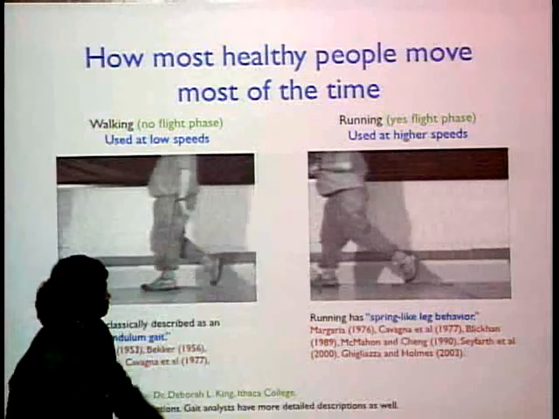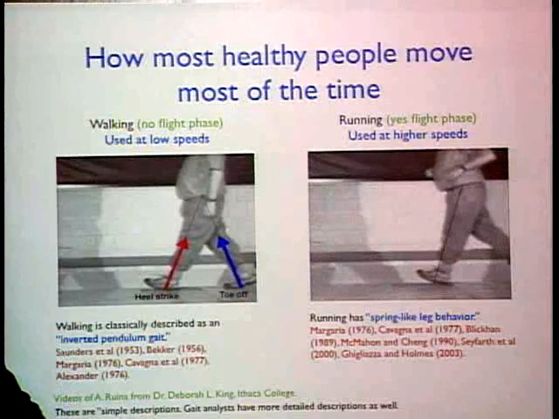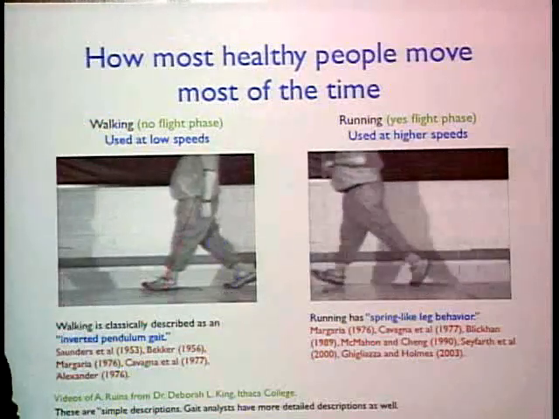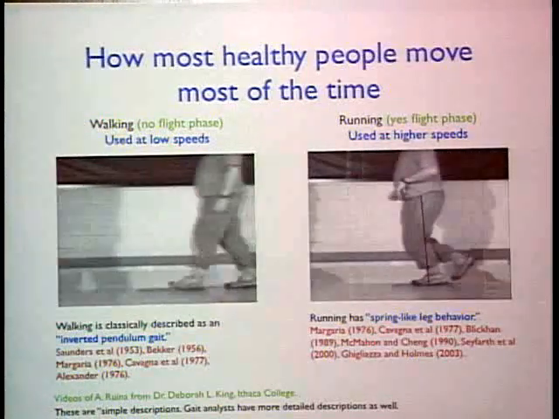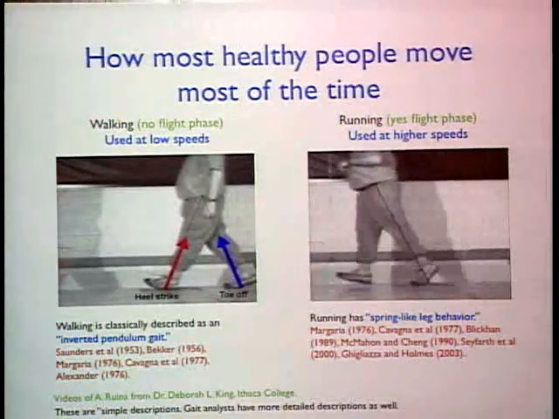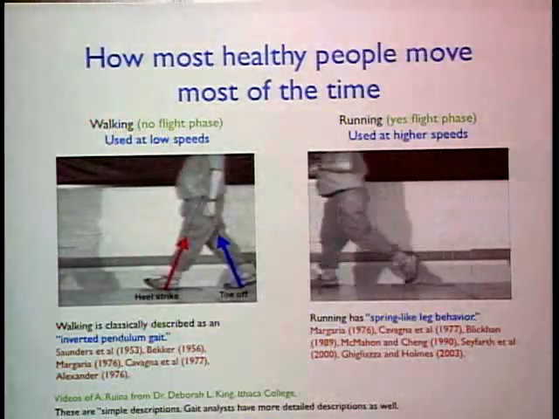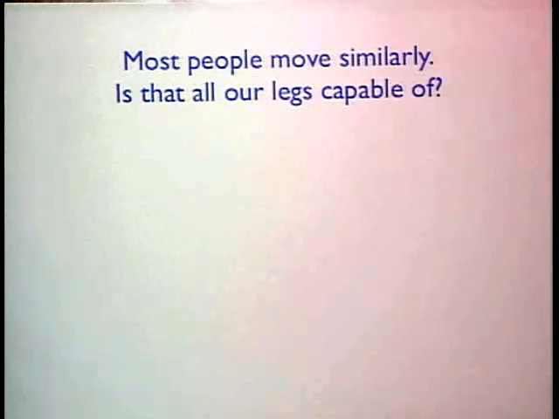And then running, people at least approximately characterize as flying through the air, bouncing on your leg like a spring, and then flying through the air, bouncing again like a spring on the ground, and so on. So these characterizations go back at least 50 or 100 years. Some of these characterizations go back 200 years, I think. So it's very old. And you might ask, very generally, is that all our legs are capable of? So why do people walk and run like that, the way these characterizations are, if you will?